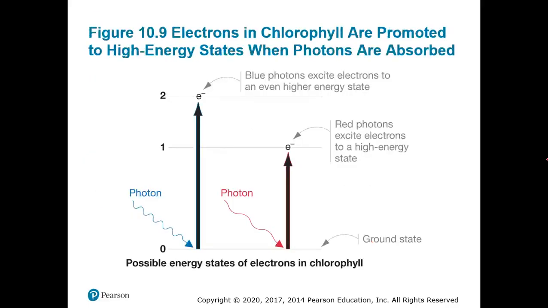So here is showing you those excited electrons, right? A photon hits our chlorophyll molecule, and if it's blue, that electron gets really excited. It is bumped up 2 distinct energy levels, very high energy. If a red photon hits, that electron's only going to bump up 1 energy level, so not as energetic, not as excited.